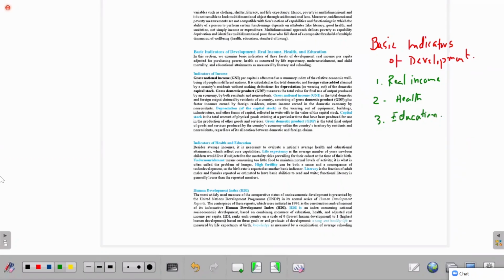So these are the major indicators of development, and within real income, we have seen in chapter number 5 that we have gross national income. We learned about gross national product. We learned about net national income. We also learned about GDP. I'm not going to repeat them. We have also seen how GDP is derived from GNP, and the difference between GDP and GNP. So nothing is new here.